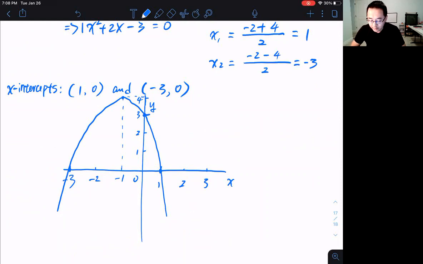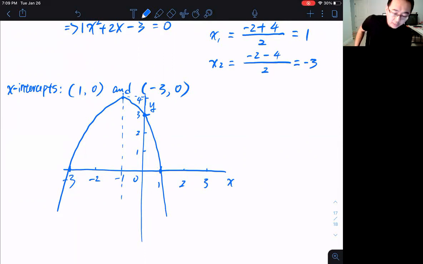And then its axis of symmetry is x equals negative 1, which is this dotted line, right? So it should be a mirror image on both sides of that dotted line. Okay, so again, I hope this helps explain a few concepts we have just talked about and solidify it.